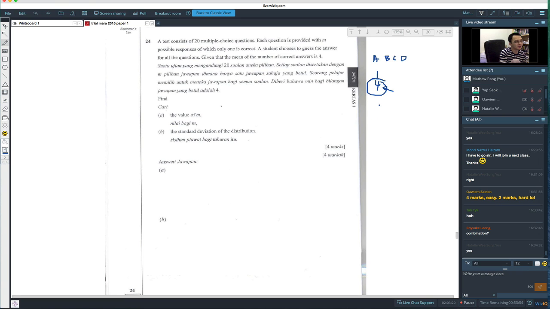That means now your probability of choosing the correct answer will be 1/m, because m is the number of possible responses. It depends on how many possibilities you have. If you have A, B, C, D, possible will be 4. If you have A, B, C, D, E, your possible will be 5. This is what the question is trying to say. And then n is 20, you have 20 questions here, of which one is correct. A student chooses to guess the answer for all questions. So for all questions, the mean of the number of correct answers is 4.